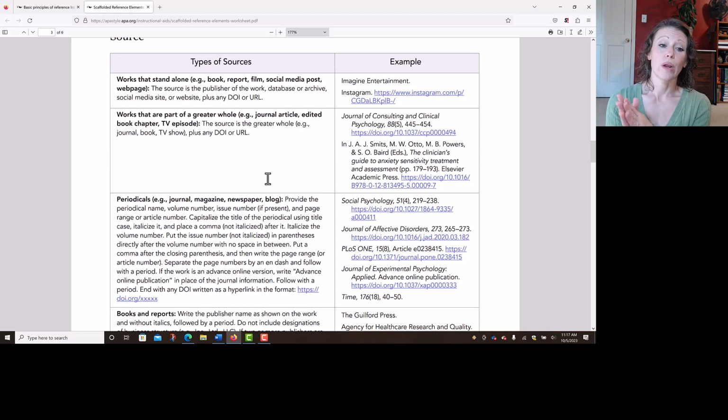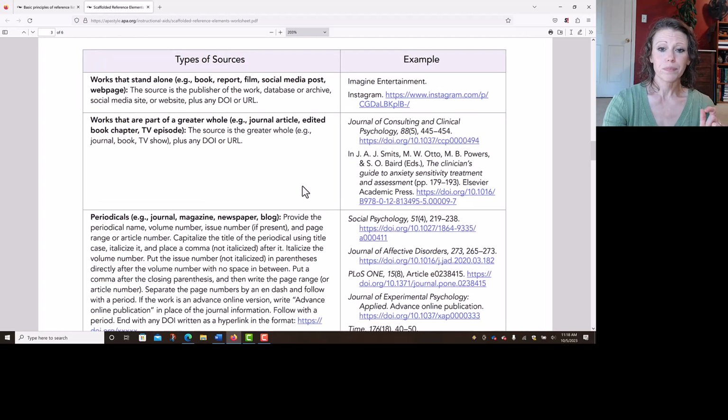Works that are part of a greater whole. This is the majority of what I see from students. So this is a journal article, for example, or a book chapter or a TV episode. The first thing that you would want to do for a journal article is give the journal title, then you need volume and issue and page numbers, and then a DOI if possible. If not, you could use a URL. They give you a couple of examples over here.